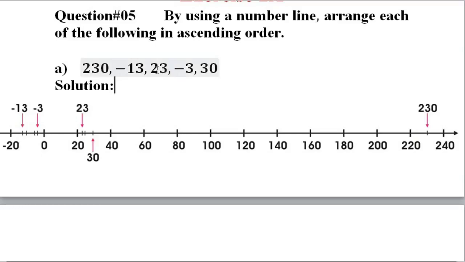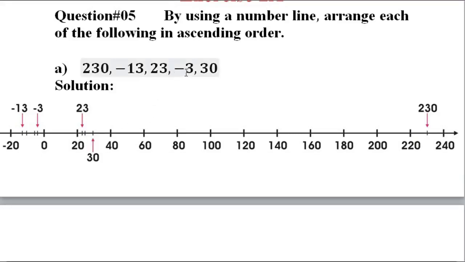The third number is positive 23. The midpoint between 20 and 40 is 30. This right over here is 25, which is the midpoint between 20 and 30. Since 23 is nearest to 25, this right over here is the correct placement for 23.